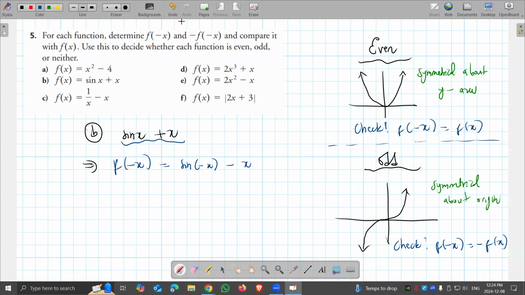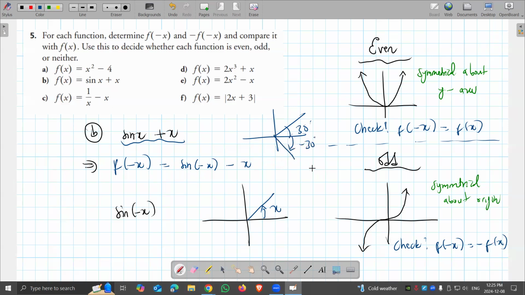Now let's talk about what sine of negative x is. Let's say this is your angle x. In which quadrant is the angle negative x? Let's say this is 30. In which quadrant is the angle minus 30? Remember negative angles? It's clockwise. Negative 30 would be this way, okay? Clockwise from the x-axis. So if this is x, where is negative x? It's going to be in quadrant 4, okay? Is sine positive or negative in quadrant 4?